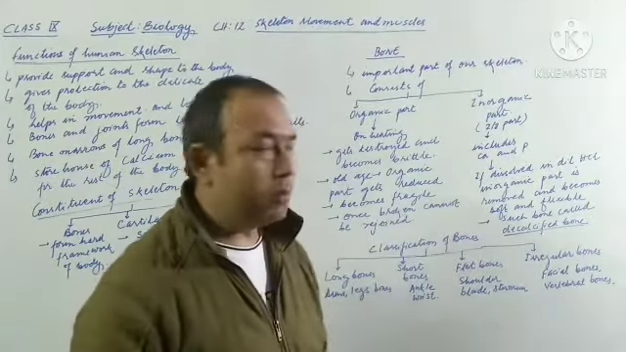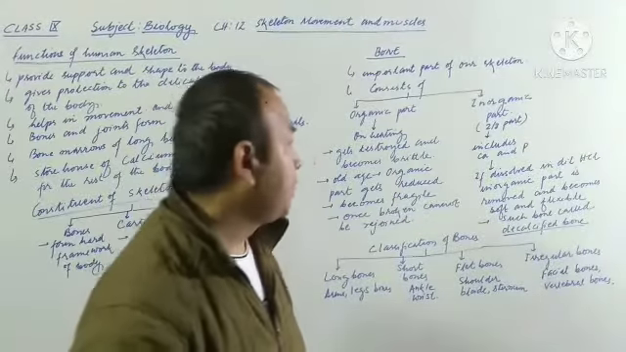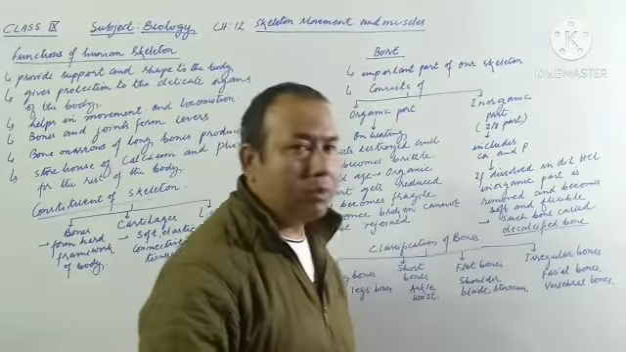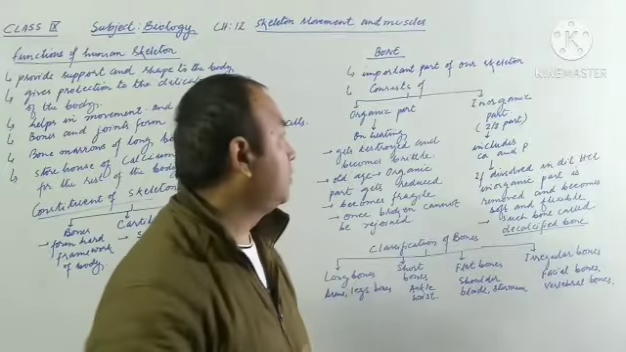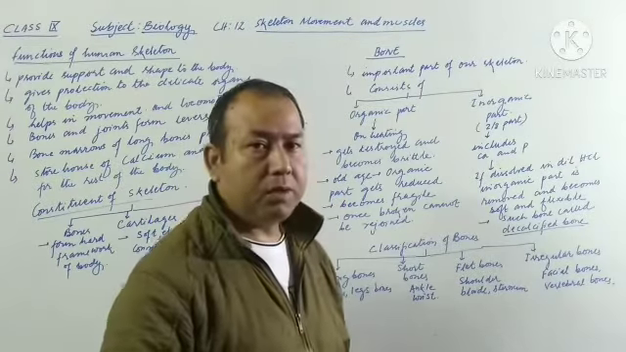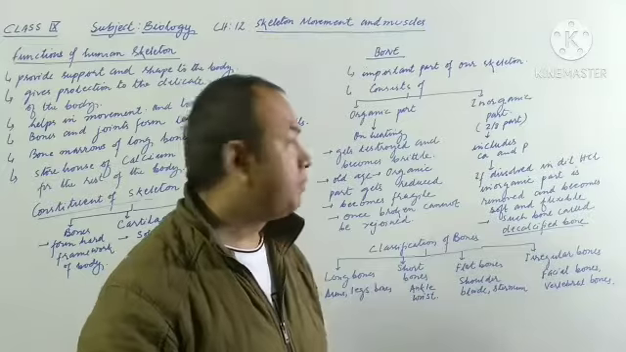All these details are there in your book also; I have just taken them from your book. Two-thirds part of the bone is made up of the inorganic part, which includes mainly calcium and phosphorus.